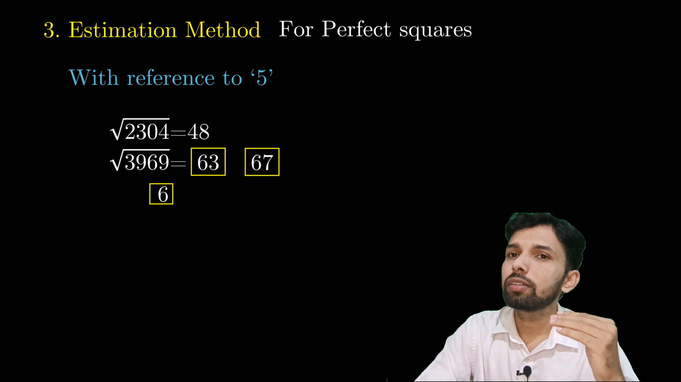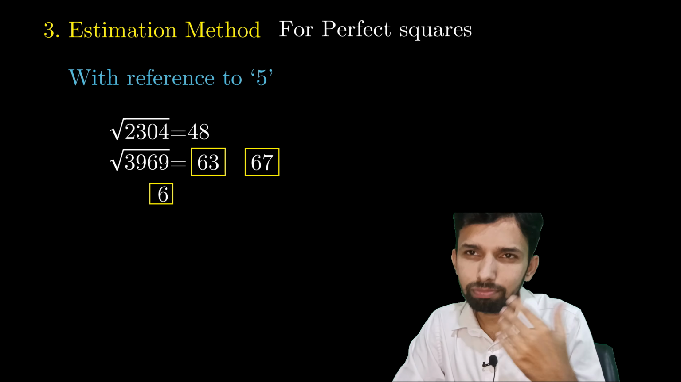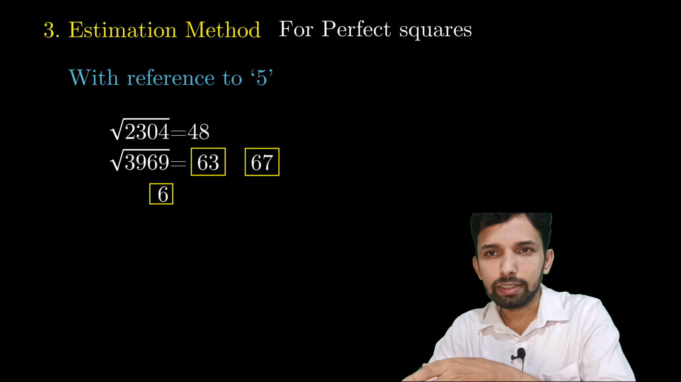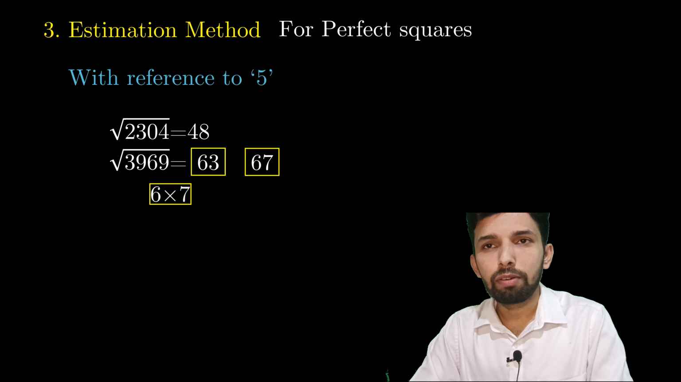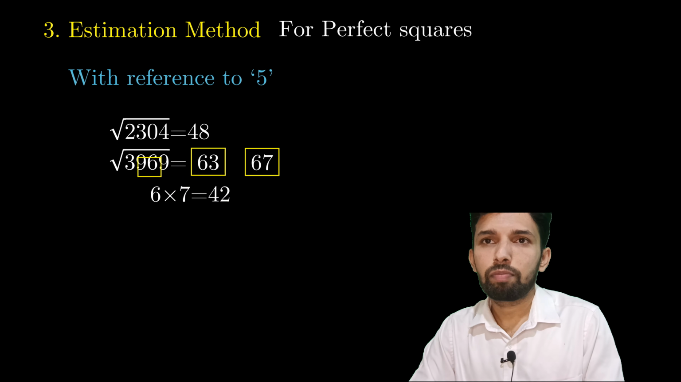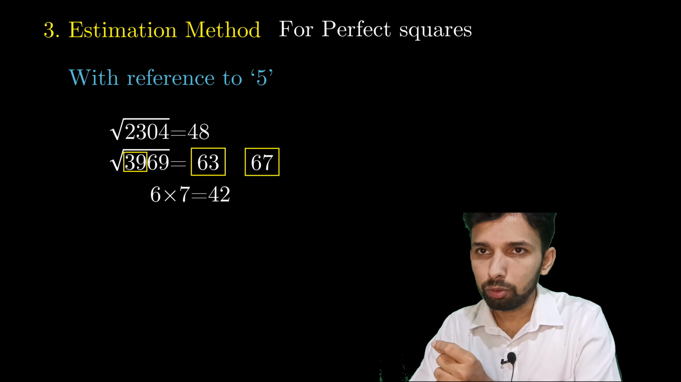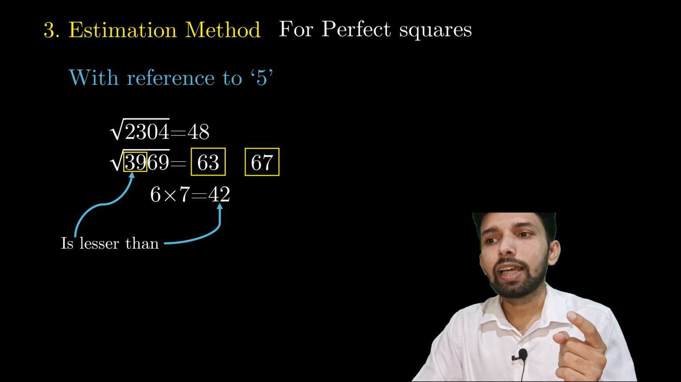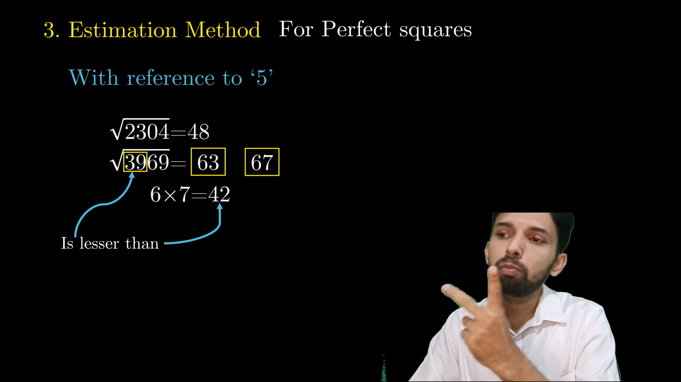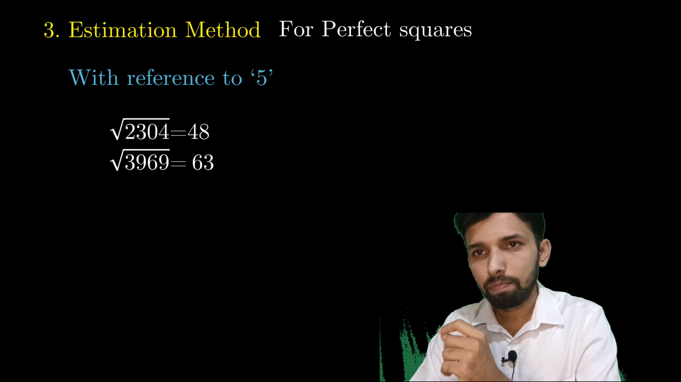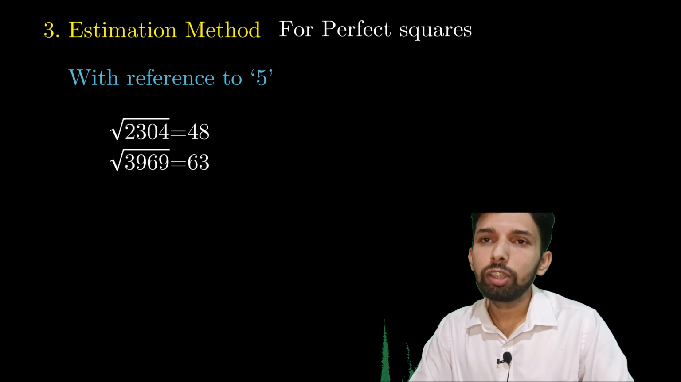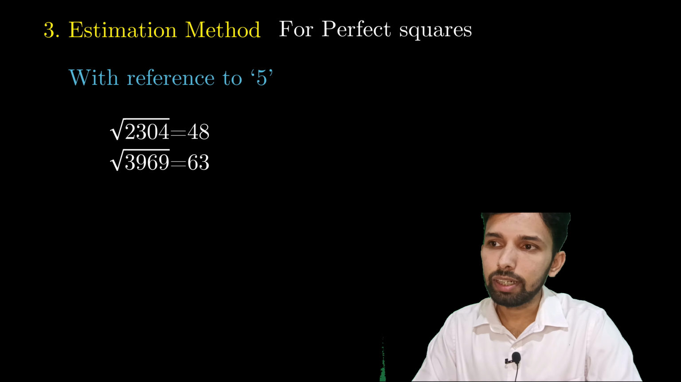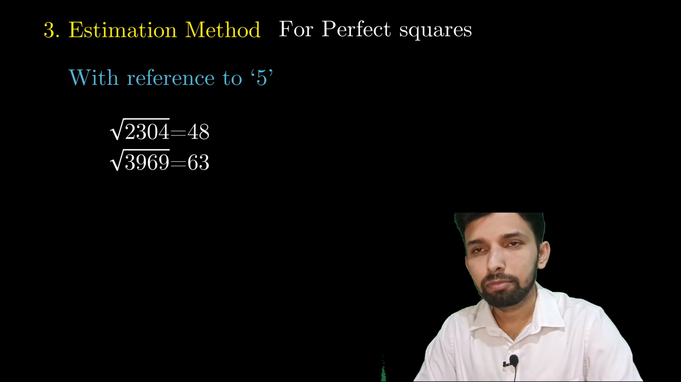Now let's move back to the root, that is 6, the tens place value that we have figured out. We multiply that with the consecutive digit, 6 times 7. If we do that, we get the number 42. Now we compare 39 with 42. Is 39 smaller than 42? Yes. We notice that 39 is less than 42. So out of 2 probable answers, we choose the lesser number, or the smaller value, that is 63. So the square root of 3969 equals 63. Simple as that.